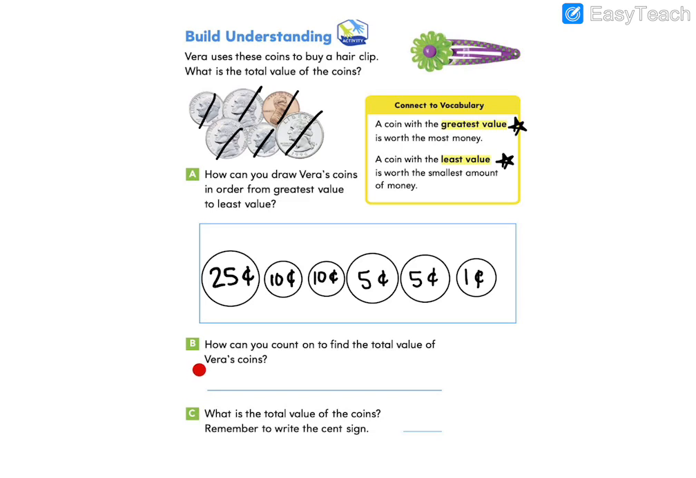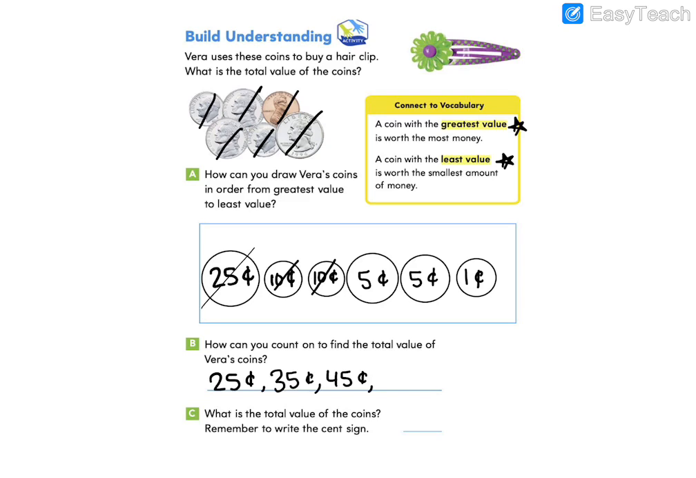So now we're going to go ahead and count on. We'll start with our greatest value, which is 25 cents. Then we think about, I'm going to go ahead and cross these out as I go, 10 cents more, 35 cents, 10 more than that, 45 cents.